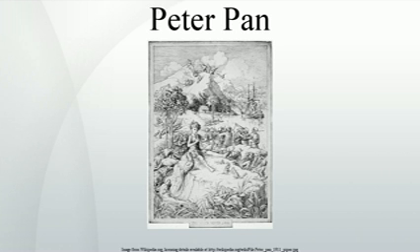Friends. Mamie Mannering. While in Kensington Gardens, Peter meets a lost girl named Mamie Mannering and the two quickly become friends. Peter even proposes marriage to Mamie.